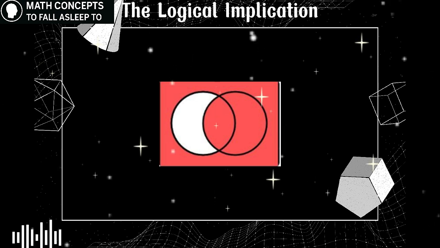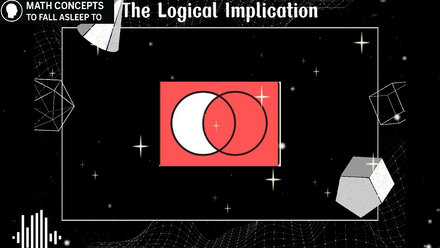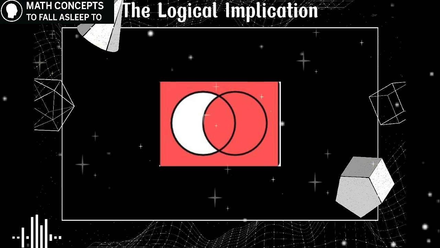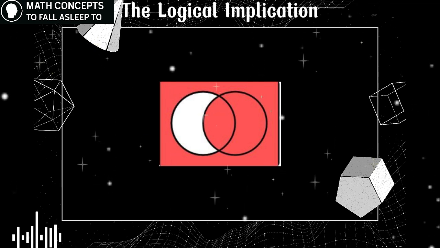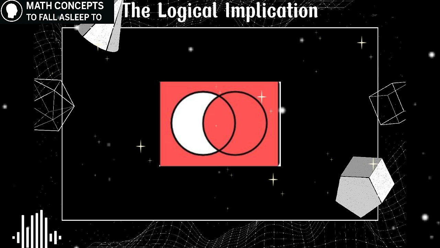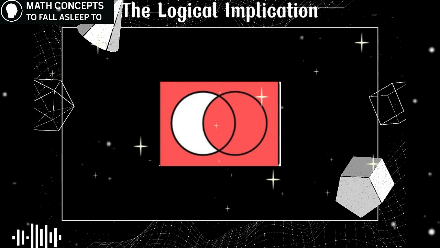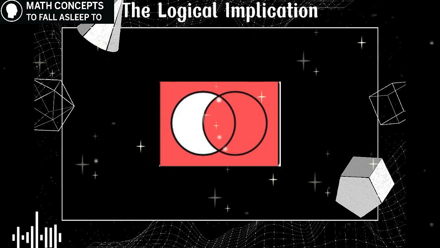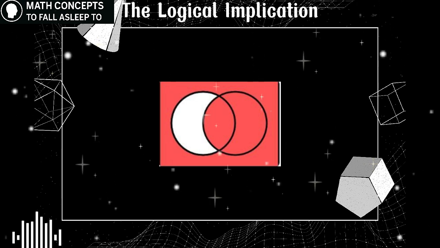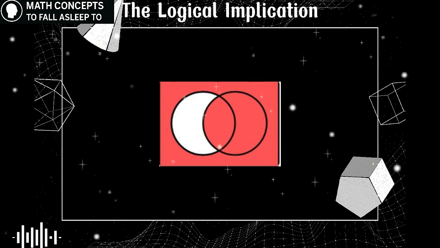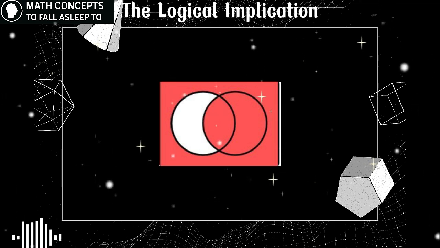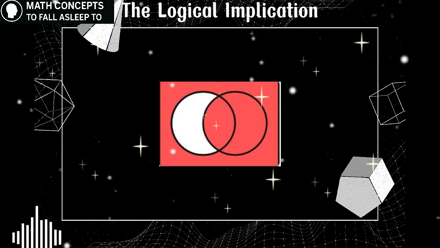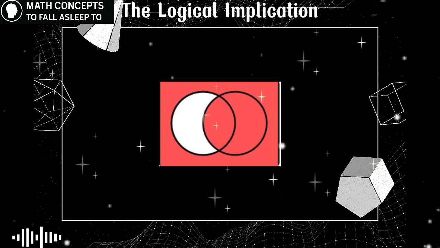Meaning and function. Logical implication shows a cause and effect relationship. It's used to express that if one thing is true, then another thing must also be true. It's written like this: if A is true, then B must follow. It doesn't claim A is true, just that if it happens, B comes with it. Usage context. Found all over logic, proofs, philosophy, mathematics, computer programming, and formal reasoning.